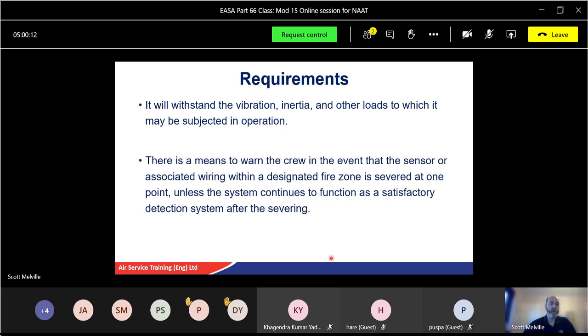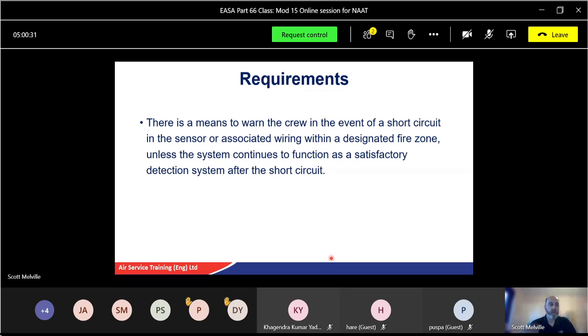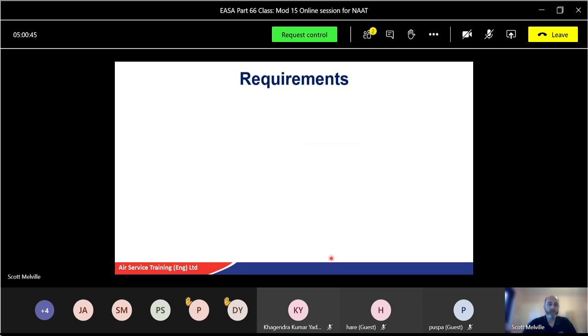There must be a means to warn the crew in the event that a sensor or associated wiring within the designated fire zone is severed or cut or broken at one point, unless the system continues to function as a satisfactory detection system after it's been cut or severed. There should be a means to warn the crew in the event of a short circuit as well. So you can give an open circuit or a short circuit, and the sensor or associated wiring, whichever zone it's in, unless it continues to work as a satisfactory circuit.